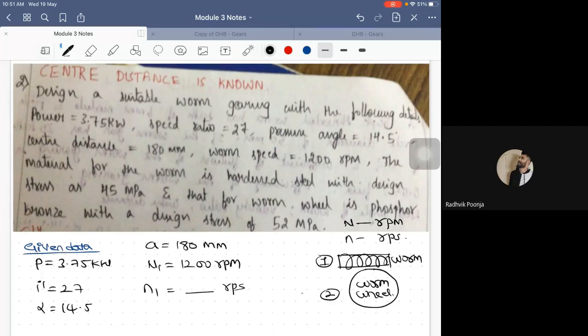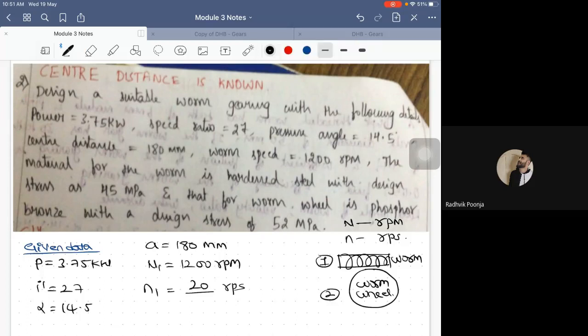No one knows? Divide by about 60. Okay, divide by 60. If you do 1200 divided by 60, 6 gets cancelled, 6 ones are 6, 6 twos are 12. So it is 20 RPS.